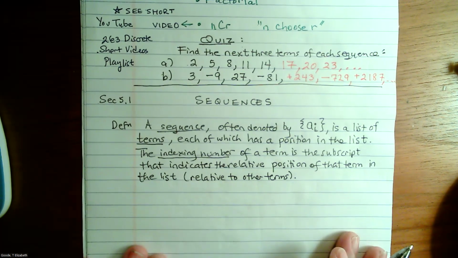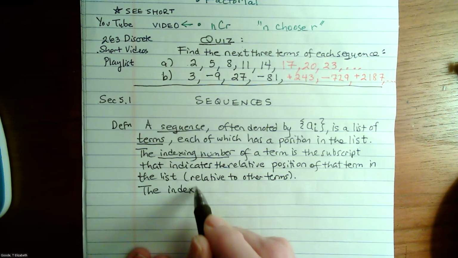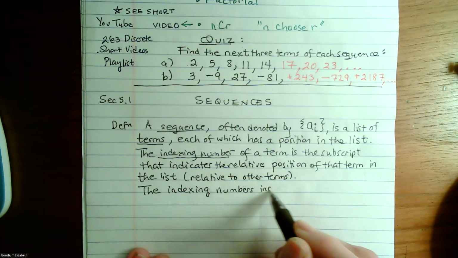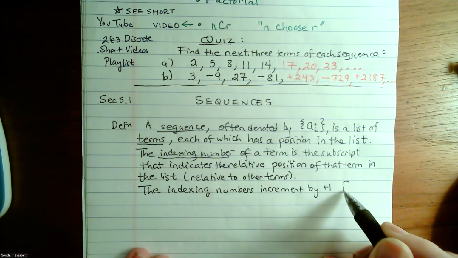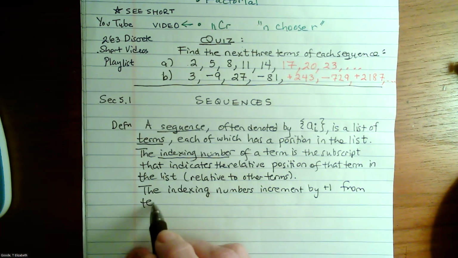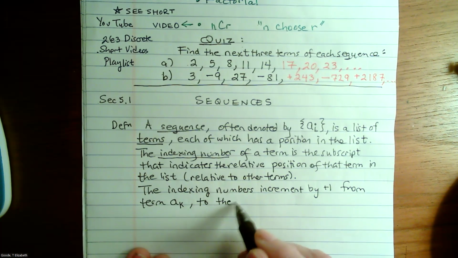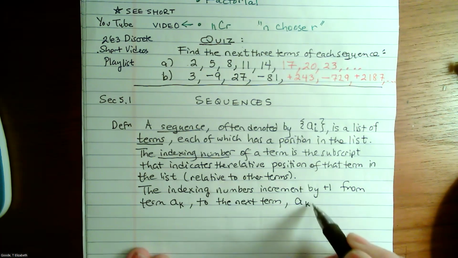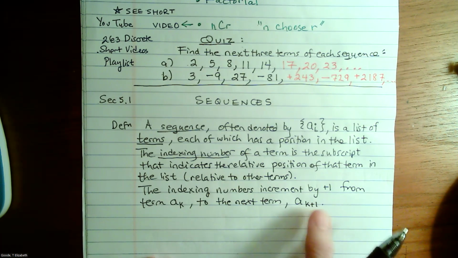And the indexing numbers increment by +1, just like with our sum and product notation. The indexing numbers increment by +1 from term, say, a sub k to the next term, which we'll call, of course, a sub k plus 1. So for the first time, we're going to actually be doing arithmetic inside subscripts.